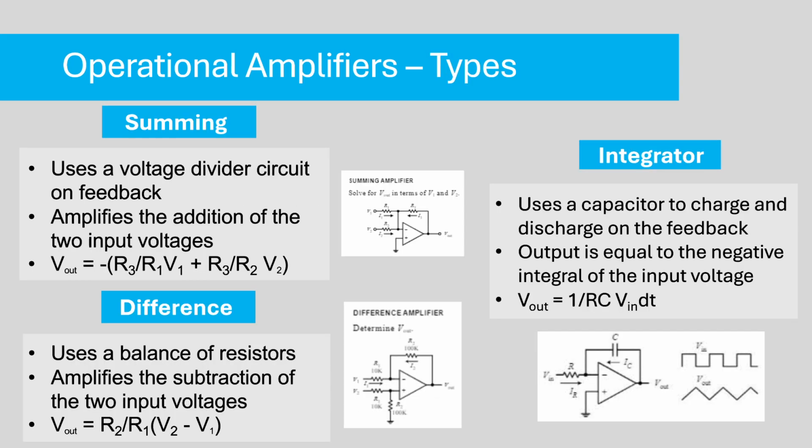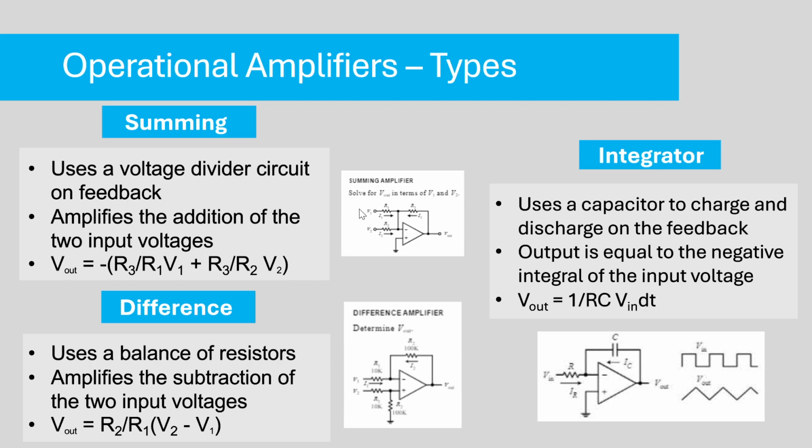Next I'll look at some types of operational amplifiers that I wanted to mention. I think two of the biggest types are summing and difference amplifiers. And then I also thought the integrator amplifier was very interesting. The summing amplifier, basically, is going to sum the two voltage inputs.